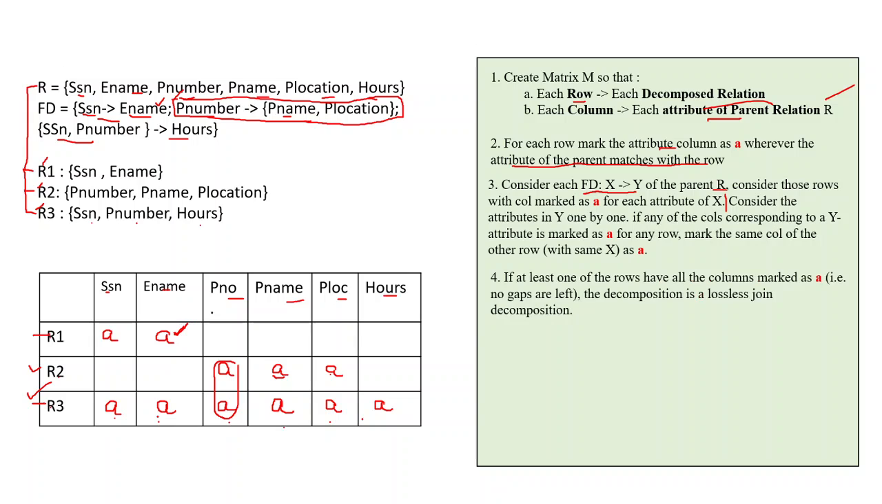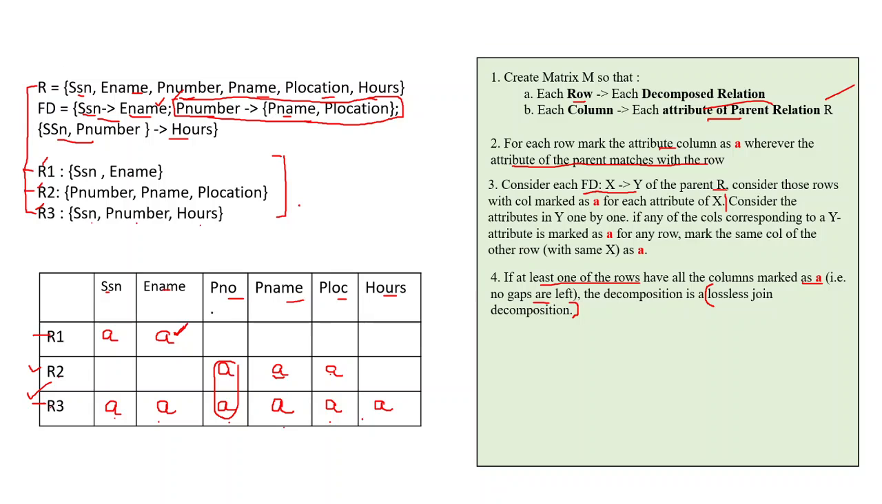Next we move on to the next criteria, which says that if at least one of the rows have all the columns marked as A, that is there are no gaps left, the decomposition is a lossless join decomposition. So now R3 has no gaps. So now you can conclude that this decomposition, that is decomposition of R into R1, R2, R3, is a lossless join decomposition.